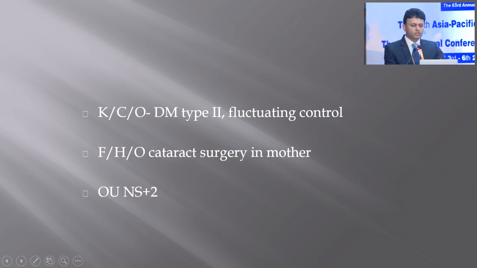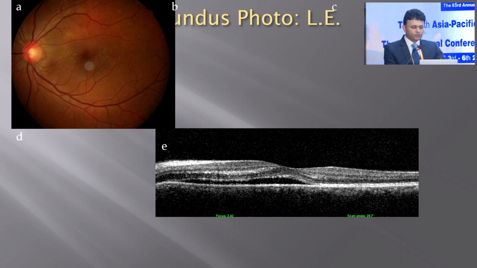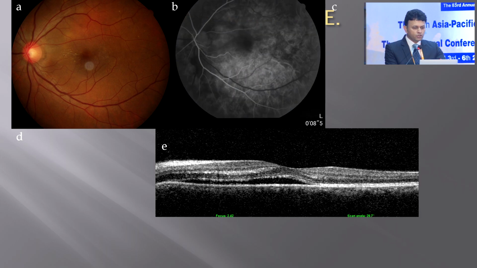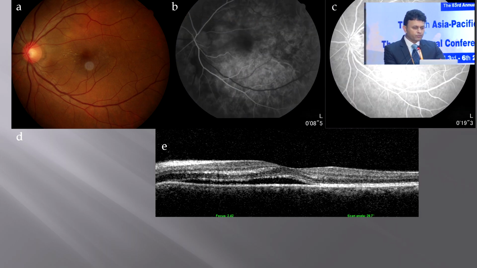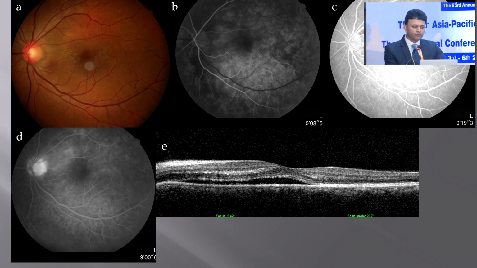She was a known case of diabetes type 2 with fluctuating control and family history of cataract surgery in the mother. The anterior segment examination was unremarkable except for the presence of grade 2 nuclear sclerosis. So this was her photo, and based upon this picture, she had been started on topical nepafenac eye drops, and a presumptive diagnosis of diabetic macular edema was made. The angiographic sequences, however, revealed early hypofluorescence along with patchy late hyperfluorescence, indicative of uveitis or specifically multifocal choroiditis.